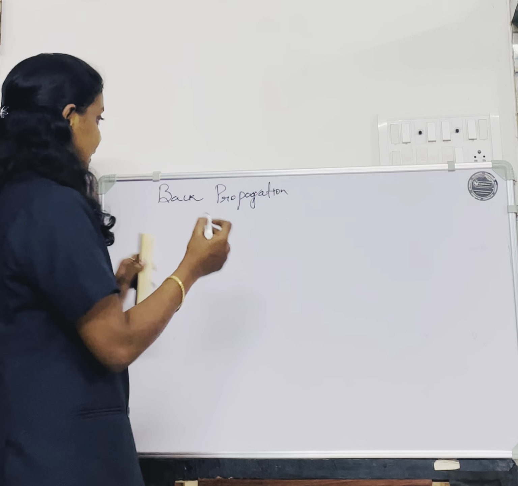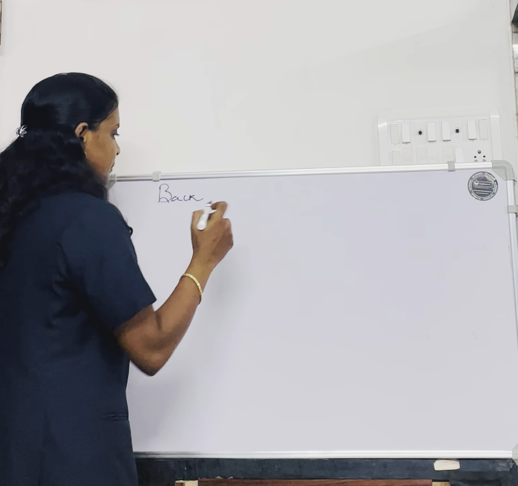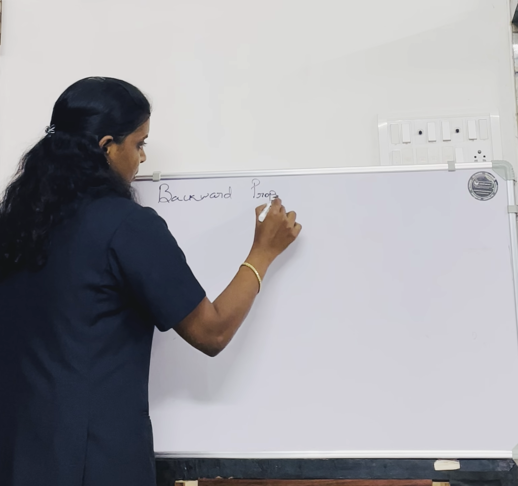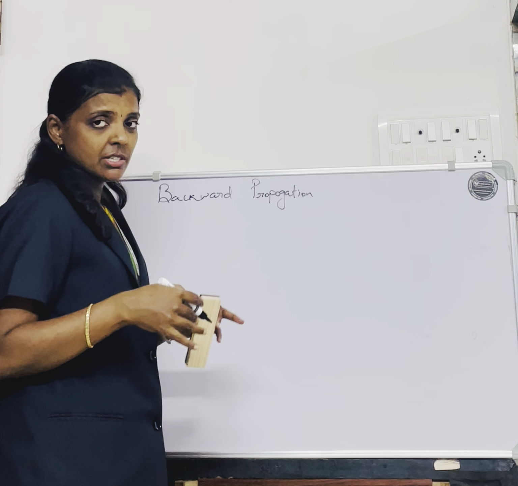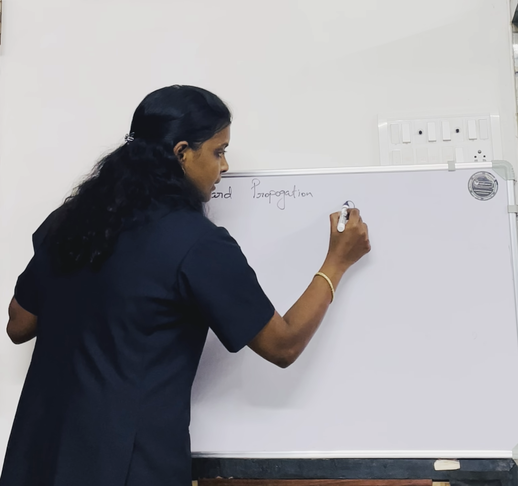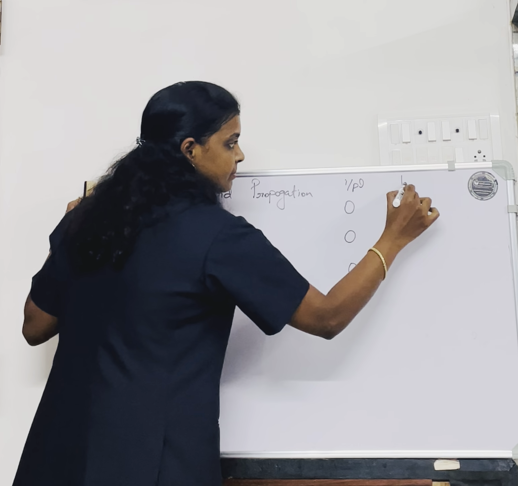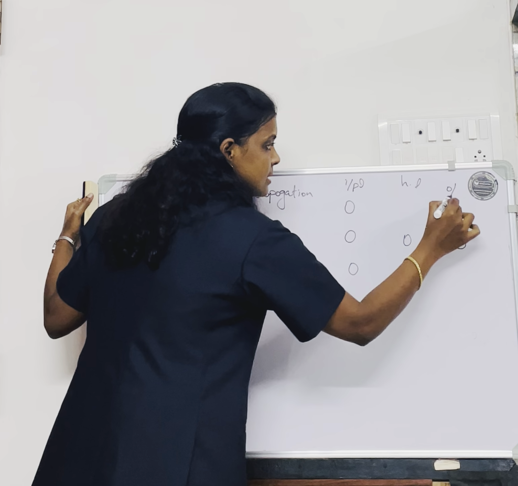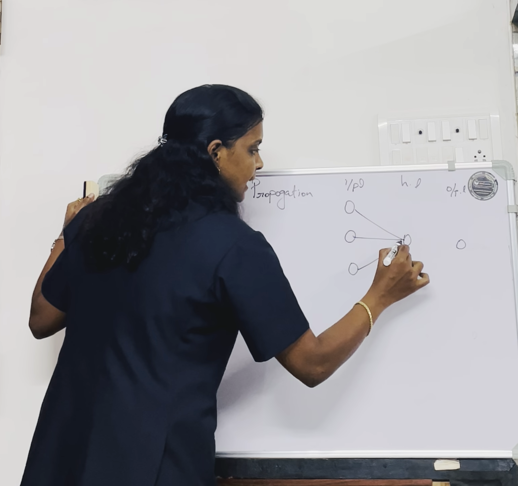For backward propagation, sorry, back propagation or backward, both are same. So let's consider the same structure, then only we can get a clear idea. Okay, so I just draw here. This is our input layer, then hidden layer, then this is output layer. Each and every neuron will be connected here.